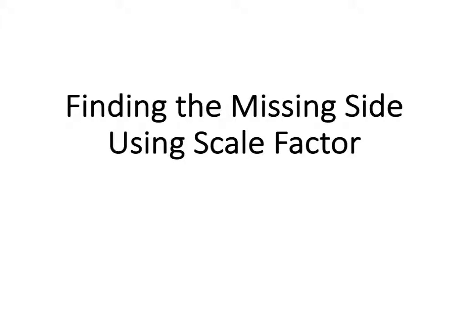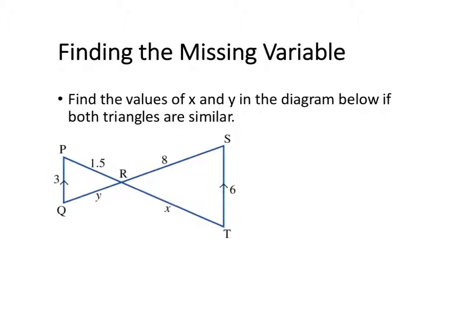In this video, we're going to have a look at how to find the missing sides on similar shapes using the scale factor. So in this first example, I want to find the value of x and the value of y in the diagram. And we are told that both triangles are similar. So we don't need to worry about proving that they're similar. We can go straight ahead and calculate the value of x and the value of y.